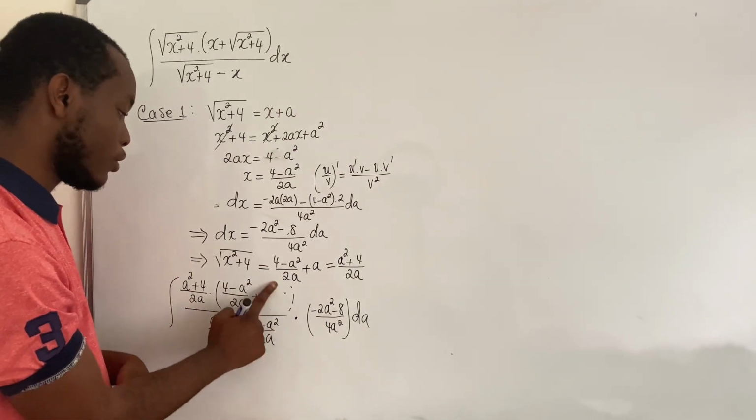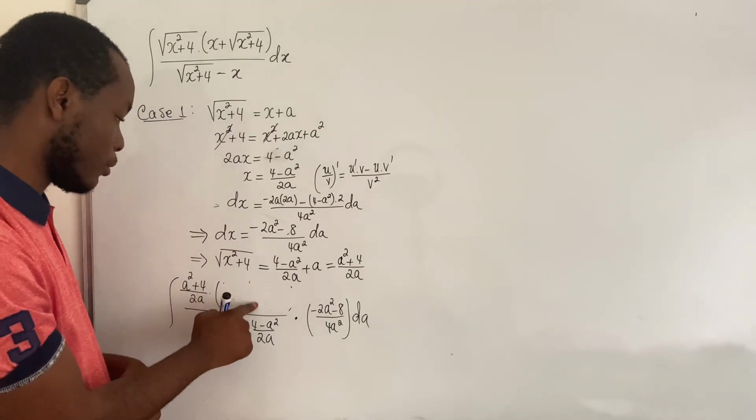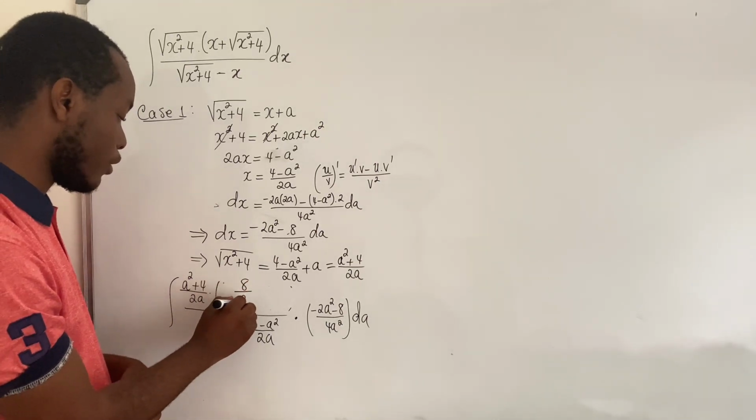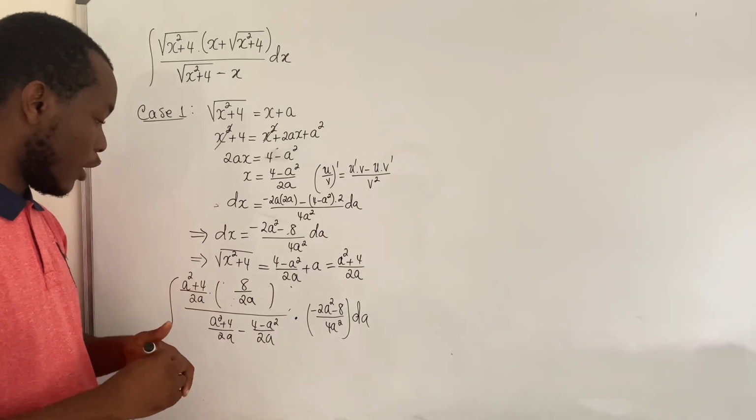So we can reduce this whole expression to 8 over 2a.